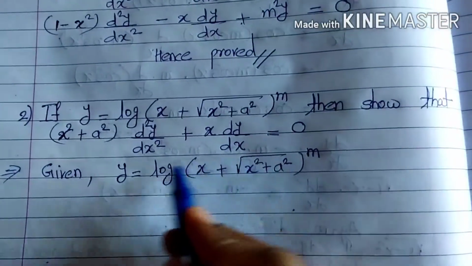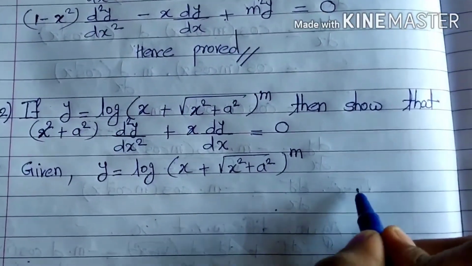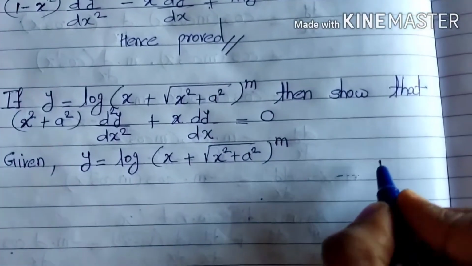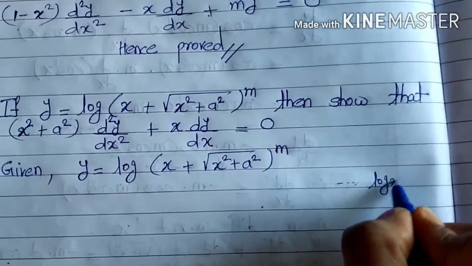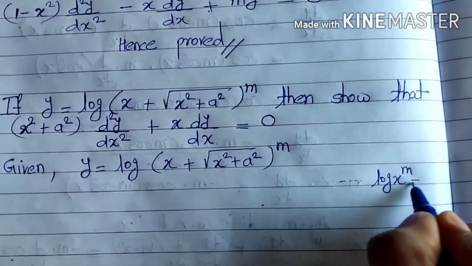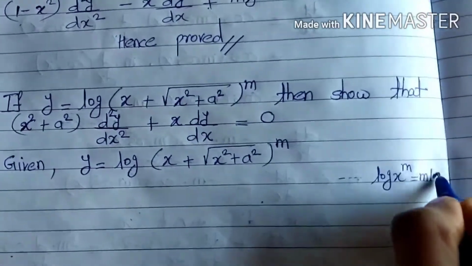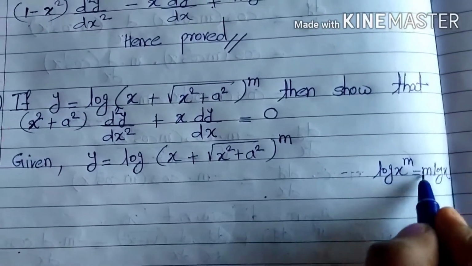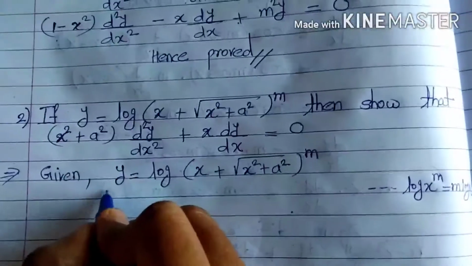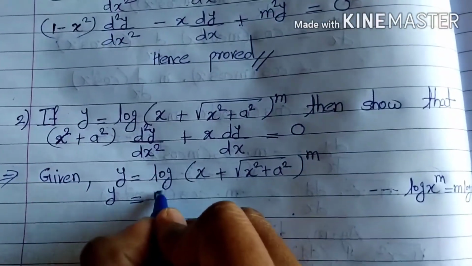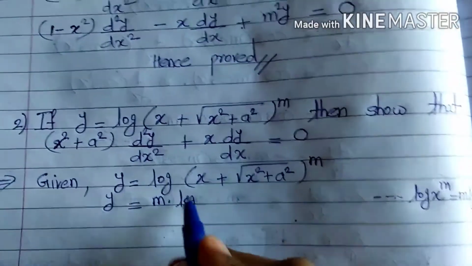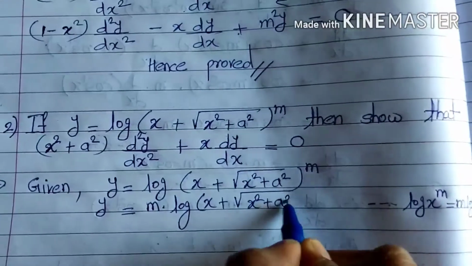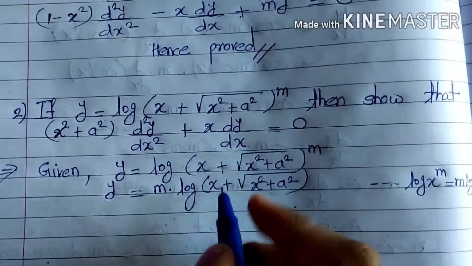So using rules of logarithm, you can simplify it. What is the rule? If log of x raised to m, then it is m log x. This m will jump here, so m log x. Using this, you can write it like that, m into log of x plus under root of x square plus a square. Now you can differentiate it.